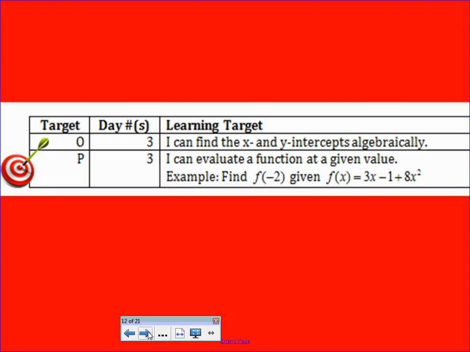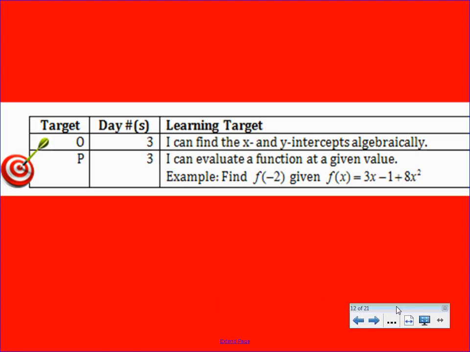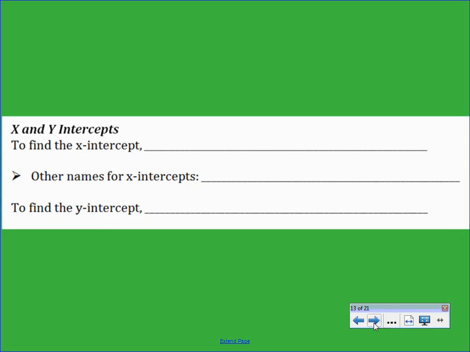On to much easier things. X and y intercepts. Oh, breath of fresh air. You've been doing x and y intercepts since Algebra 1. So maybe even from before then, you're right. X-intercepts. Who remembers how to find it? Look at this graph. What if you don't have a graph? What if you only have the equation?